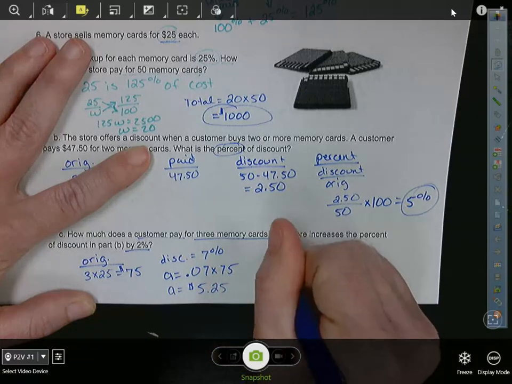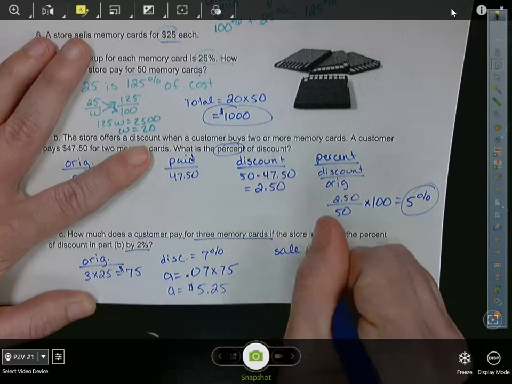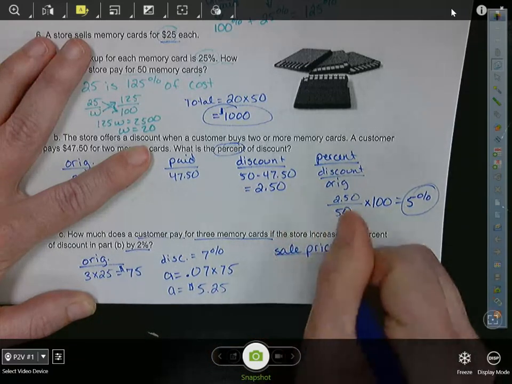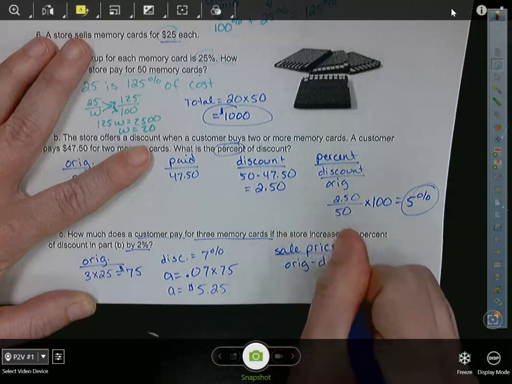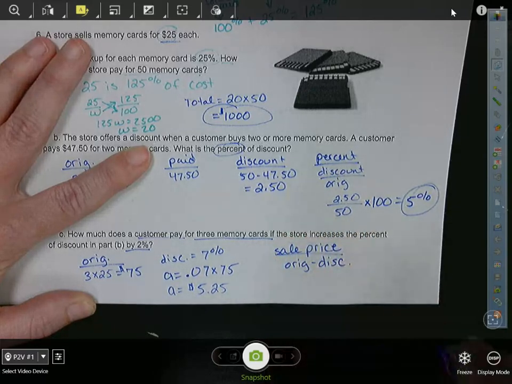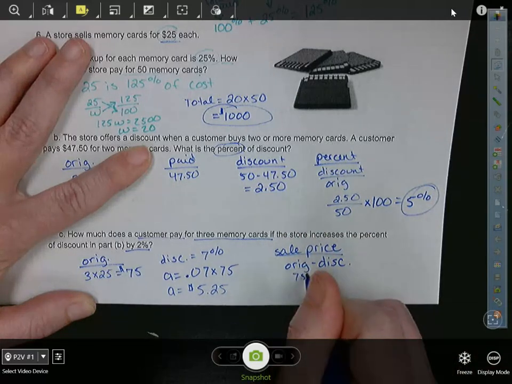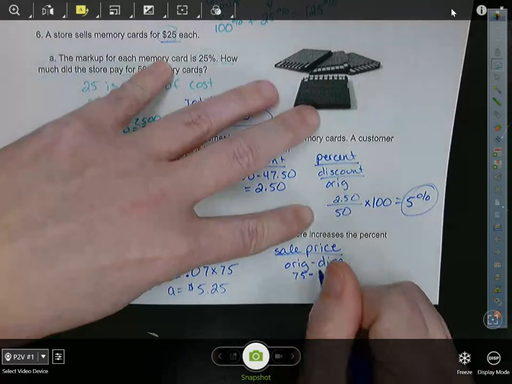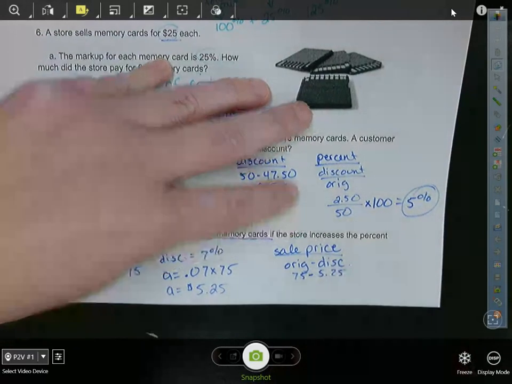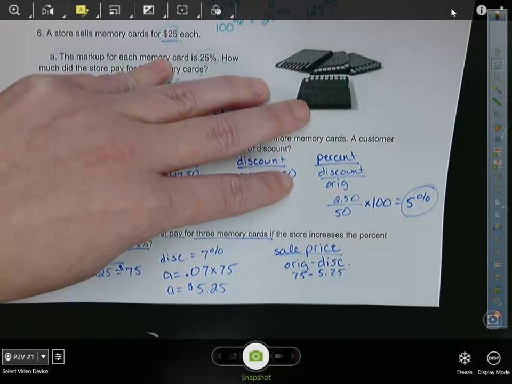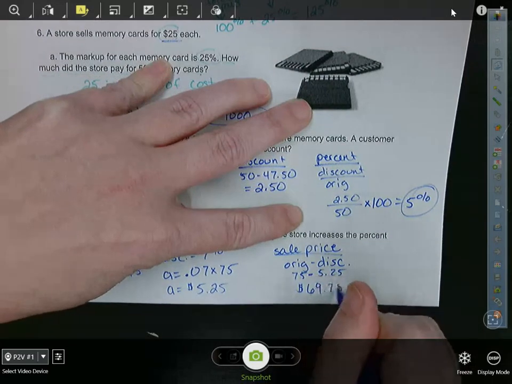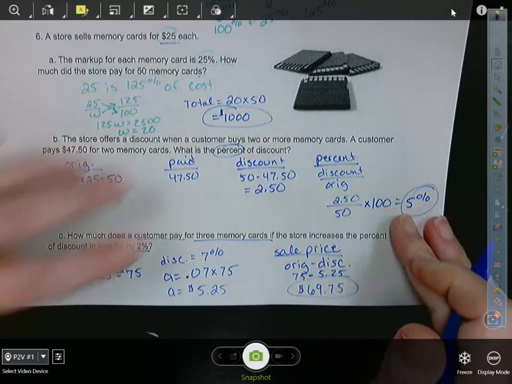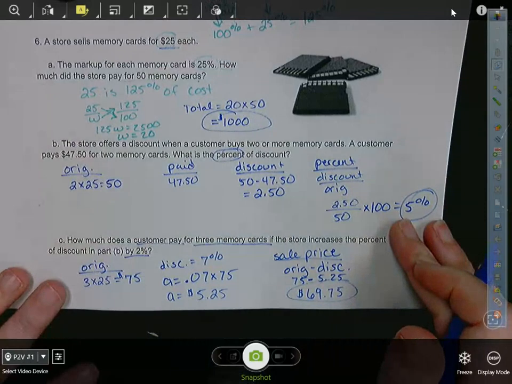Okay, so now we got to figure out the sale price. Remember, to do the sale price, you do the original minus the discount. Well, my original is 75 and my discount is $5.25. So what's 75 minus $5.25? So they would pay $69.75 for 3 memory cards.